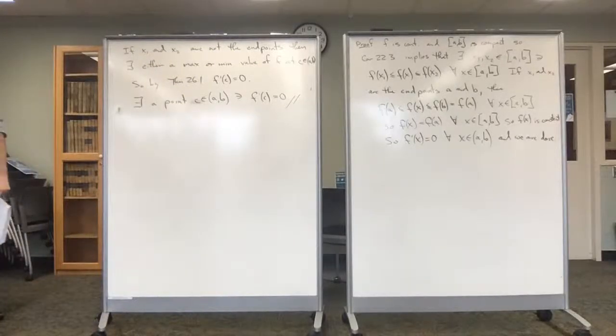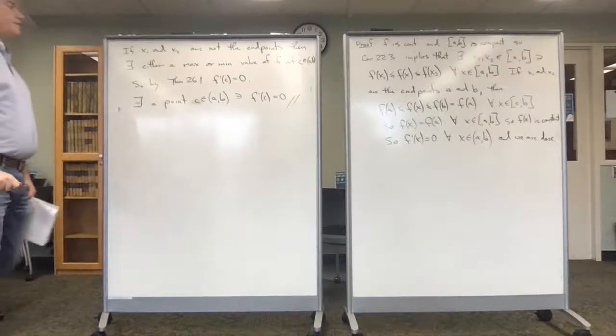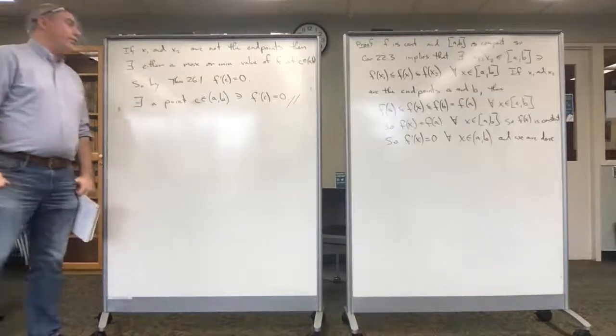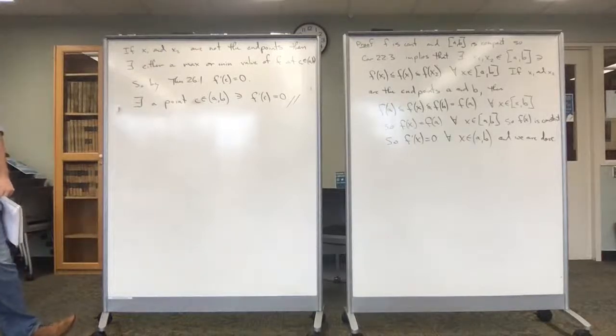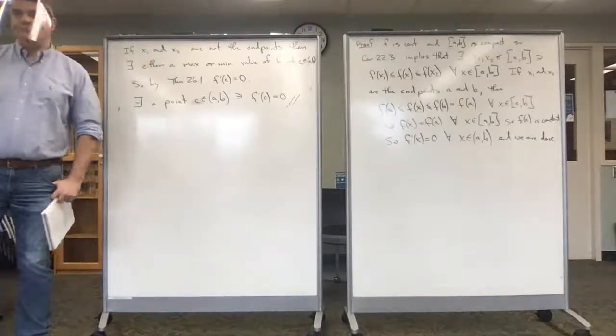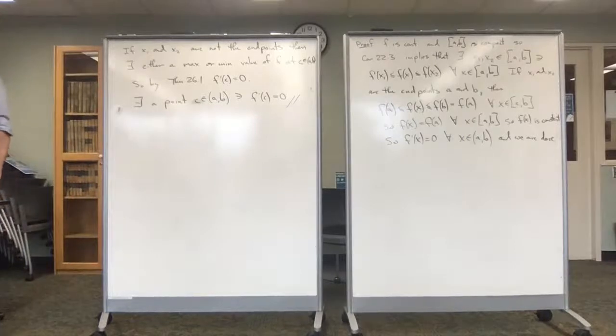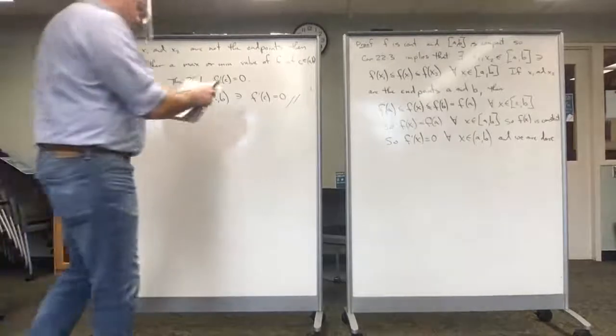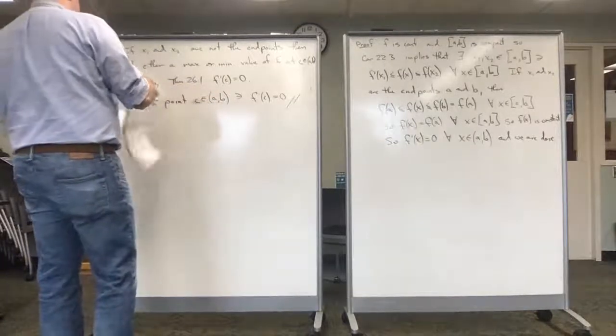Okay, so if it's constant, we're good to go. If it's not constant, then it's a max or a min inside of an open interval where it's differentiable, and thus its derivative is 0. Any questions? So that's what we call Rolle's theorem. And Rolle's theorem is kind of like a major lemma for the big event of this section, which is the mean value theorem.